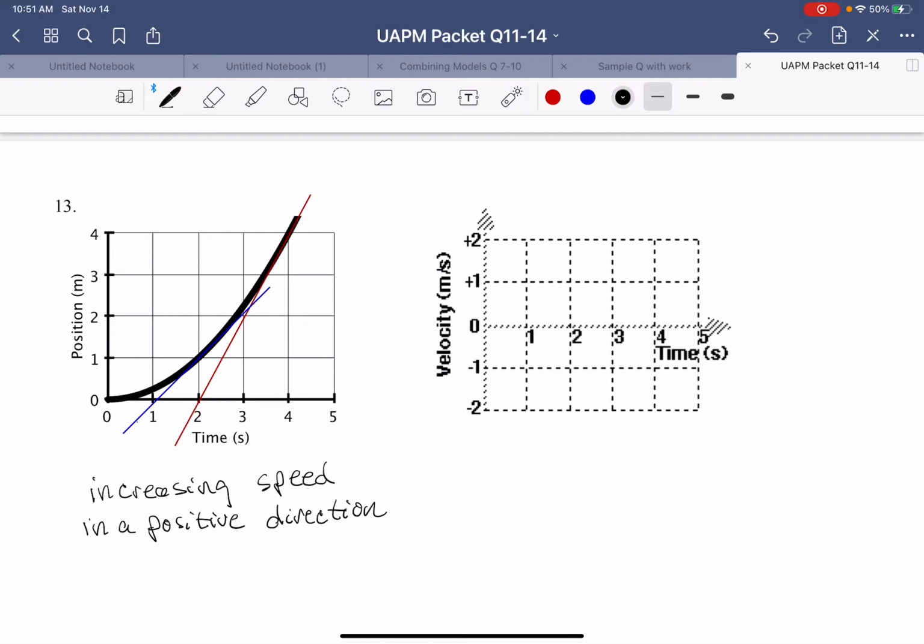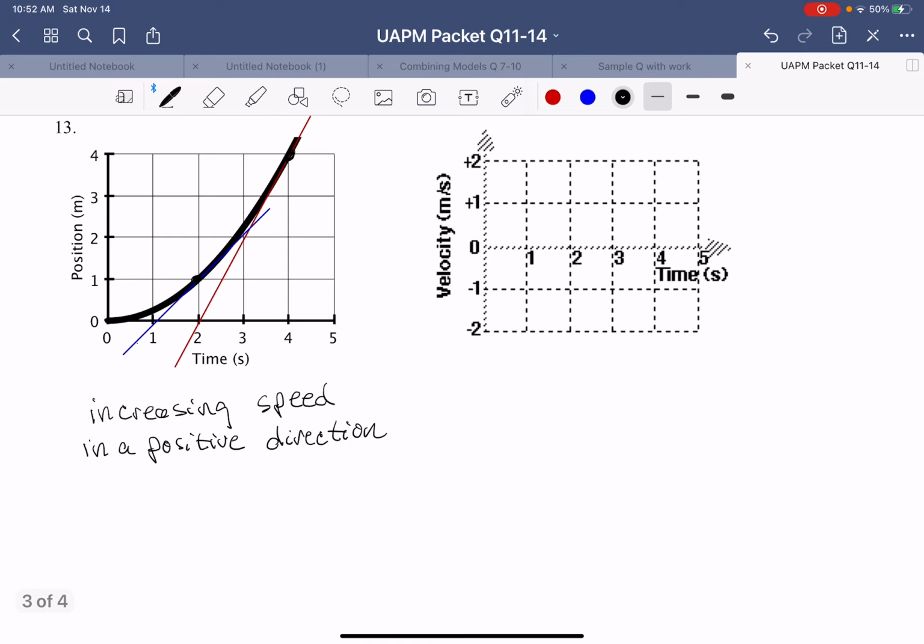All right, so now we have to put this in the velocity time graph. So first of all, we know it's a positive direction, so the velocity is going to be above zero because it's positive. And we know it's not going to be a horizontal line because it's increasing. So what I did was I made a line tangent to my position time graph at 2 seconds right here, and then up here at 4 seconds. So I'm going to find the slope of the line at 2 seconds and 4 seconds.